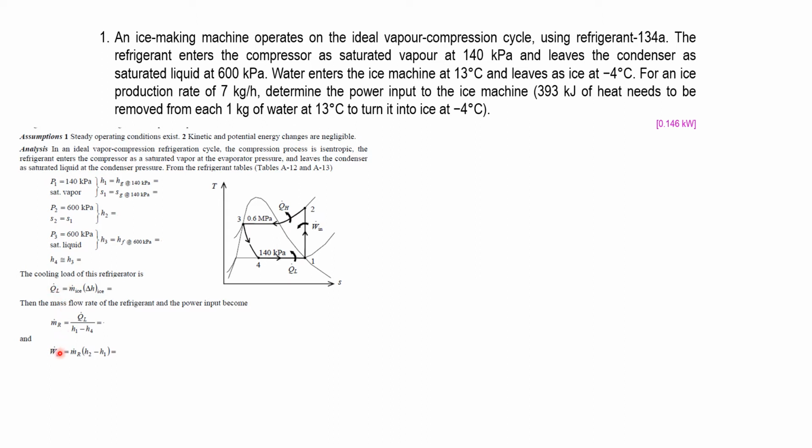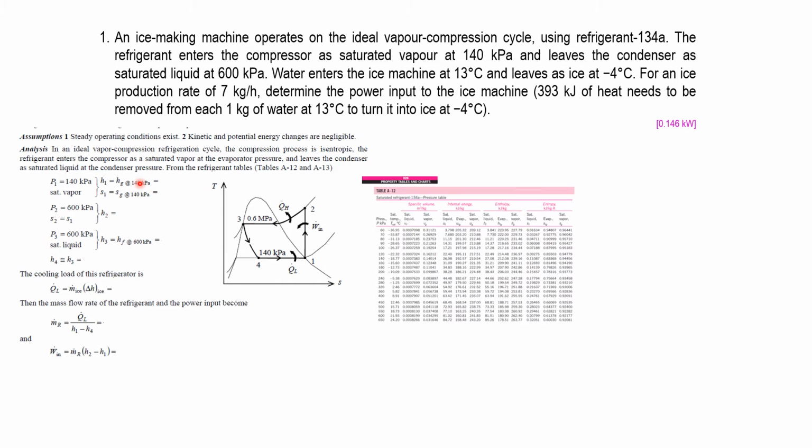Right, so in order to find h1, we look at point 1 again. h1 is nothing but saturated vapor at 140 kPa. So we will need to go to the appropriate tables. So here you have table A12, right? We go to the value that is given to us, which is the pressure. So we'll go to the pressure table, and then this is the pressure given.